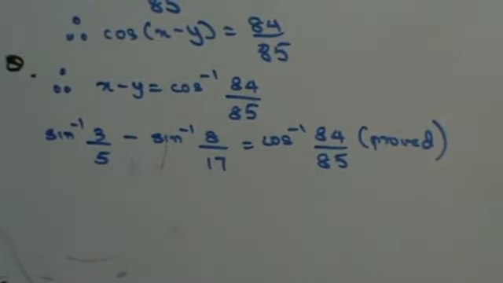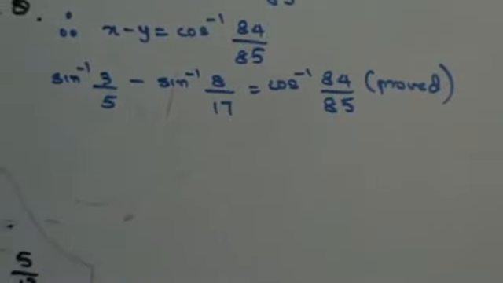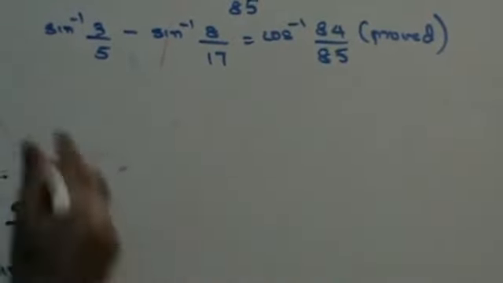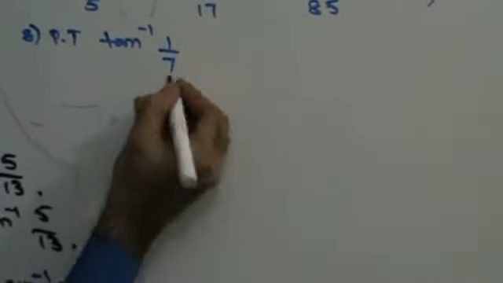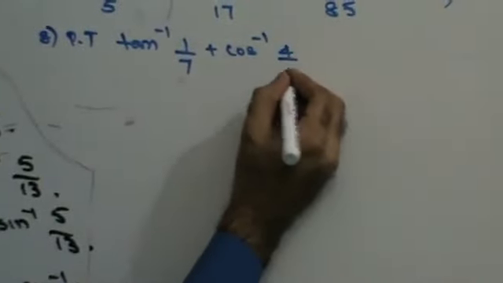Right? I'll show you another sum of this kind. Suppose they tell you to prove that tan inverse of 1 by 7 plus cos inverse of 4 by 5 is pi by 4. Right? Guys, look at the previous sum and try solving it on your own. Same method has to be used. How do I do this, guys?